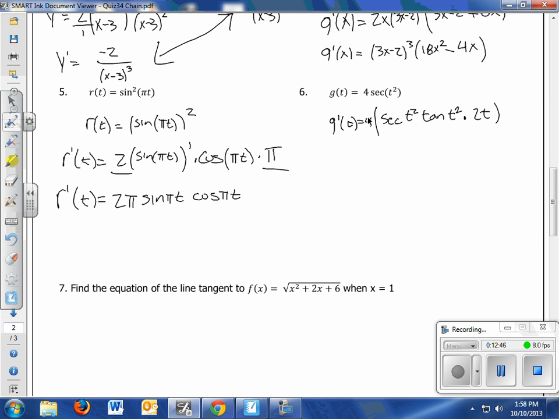Now, when I multiply this entire thing by 4, since every piece is being multiplied together, I can just multiply this by anything I want to. Well, I'm going to multiply it by the 2t and have a nice, simplified, good-looking derivative function, 8t secant t squared tangent t squared. Okay?